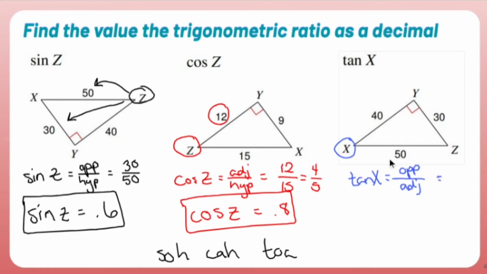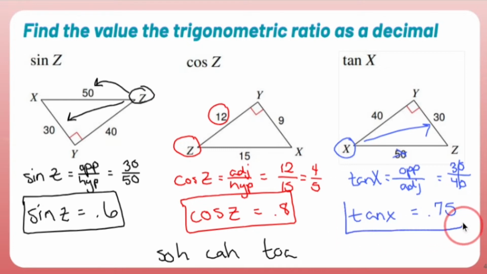Okay. Now, looking at x, the opposite side of x is 30. I can handle that. I have two adjacent sides, 40 and 50. Oh, but 50 is opposite of the 90-degree angle, which makes 50 my hypotenuse. So my adjacent side is going to be 40. 30 over 40 is the same as saying 3/4, and I know 3/4 is 75 cents. So that's what tan x is.